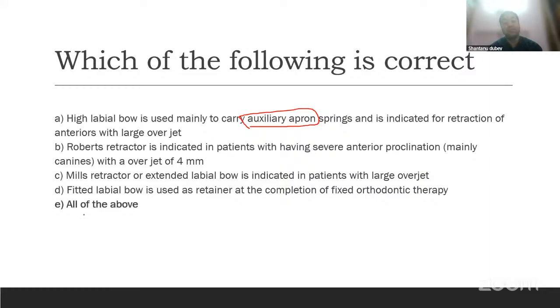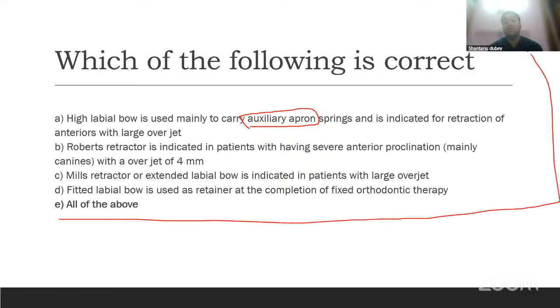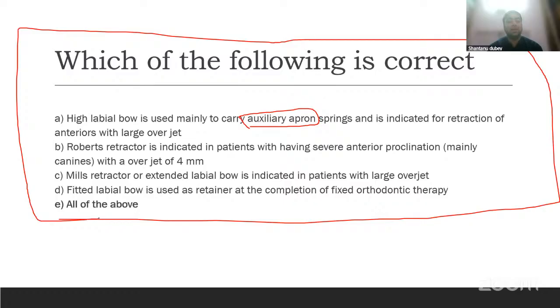Okay, so I have introduced this question not for you to remember as a question, but the facts related to it. So the use of various retractors. This is a very old question. Most probably it won't be asked, but then also I want you to remember, okay? What is the use of these kind of retractors? So high labial bow with auxiliary apron spring, retraction of anterior with large overjet, okay? When the overjet is large.